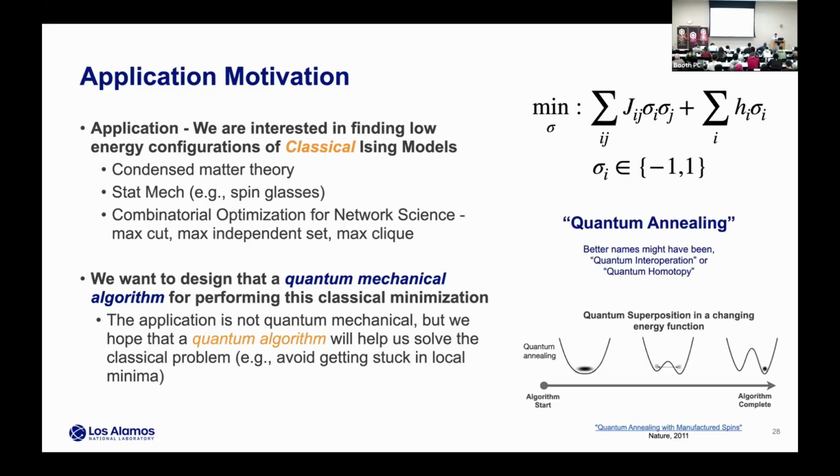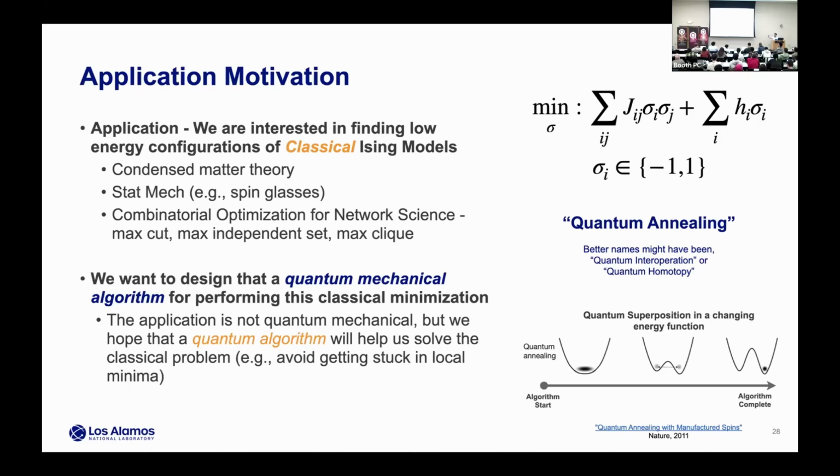Now, the best idea out there to do this is an algorithm called quantum annealing. I actually think the name quantum annealing is terrible. It was inspired by, I think, simulated annealing, which is an algorithm that emulates the cooling of a metal to find high quality optimization solutions. In this one, there's no cooling, there's no thermal dynamics. It's more like a quantum interpolation algorithm or a quantum homotopy algorithm. Those would have been better names in my mind, but we have this name, so we call it quantum annealing.